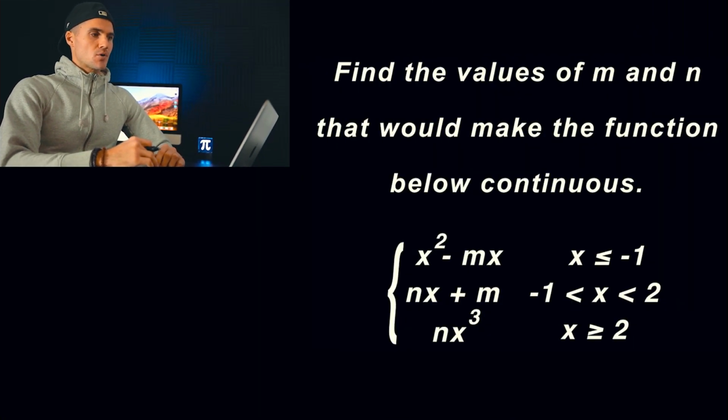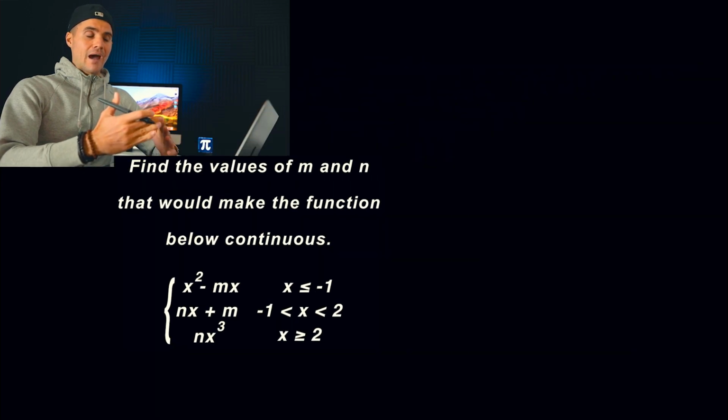Patrick here, and moving on to the next example dealing with piecewise functions. So in this particular example we have to find the values of m and n such that this piecewise function here is going to be continuous. So if you remember from the lecture videos, it's all about where these different pieces in the piecewise function are going to be meeting at what x values.